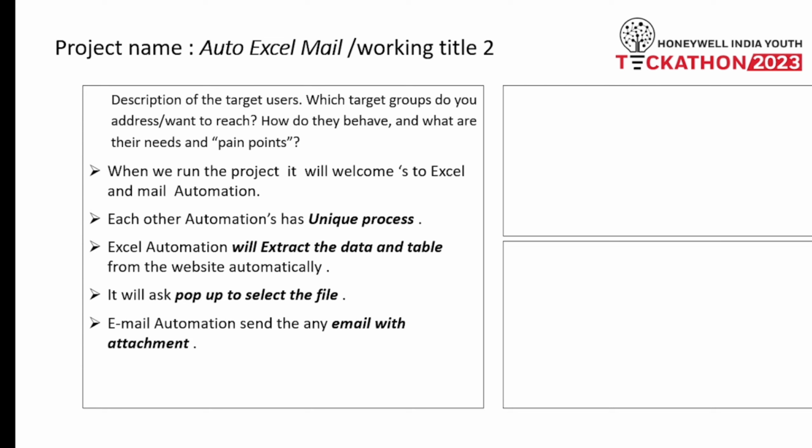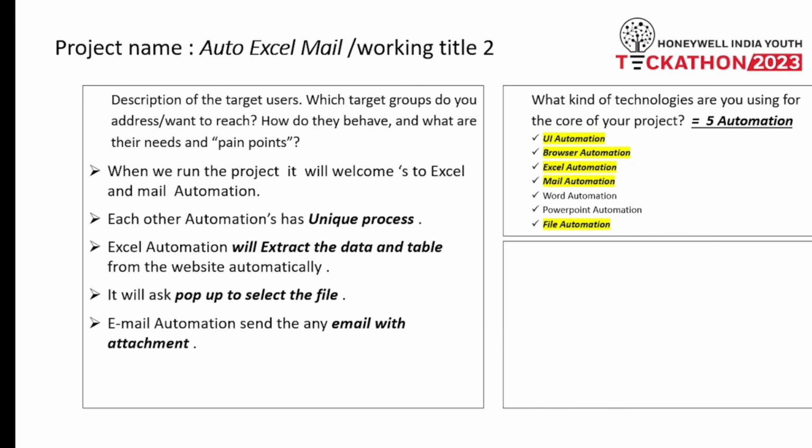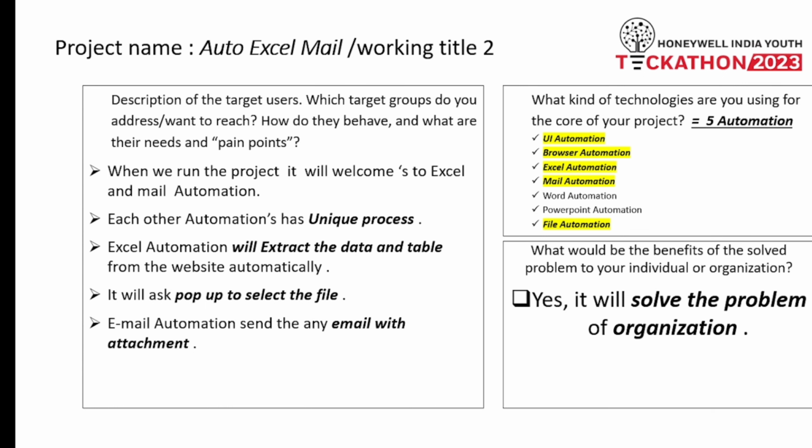Email automation will send the email with attachment. I have used the five automations, marked within yellow. You can see that. And what would be the benefit for the organization and the individual? It will solve the problem of the organization. It reduces the workload of the employee. It is a main point for any company or workflow of the employee.